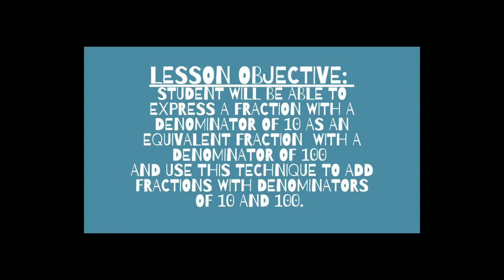The lesson objective for today is that the student will be able to express a fraction with a denominator of 10 as an equivalent fraction with a denominator of 100 and use this technique to add fractions with denominators of 10 and 100.